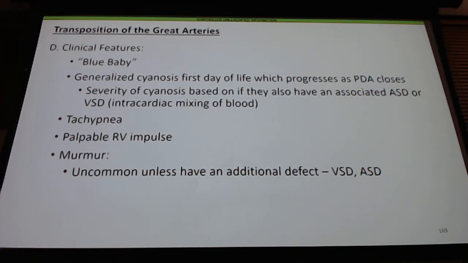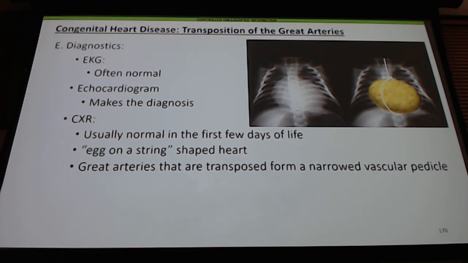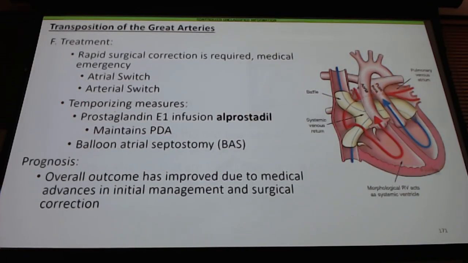This works in utero, but as soon as they're born, especially as that ductus arteriosus starts to close, they will become cyanotic pretty early on and will start to struggle pretty quickly. Your chest x-ray may show this egg on a string kind of appearance, so that's the normal descriptor of it. But echocardiogram is going to be your test of choice.